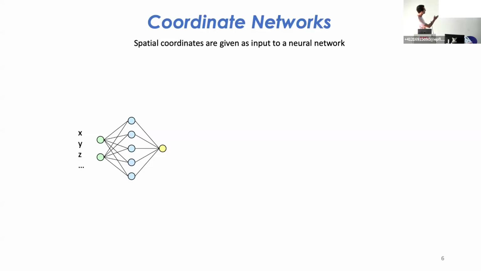So we have a function that takes coordinates, and we want this to output something. And this is just a function. We use the neural network as an approximator for that function. So there's no specific training set or test set in this scenario.